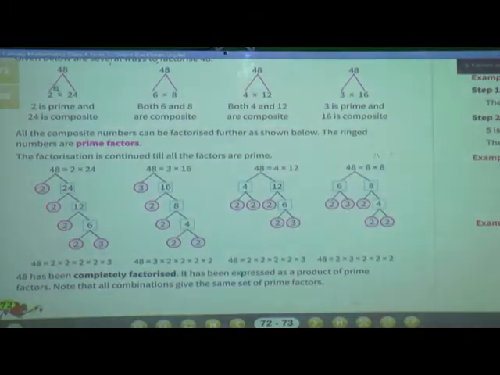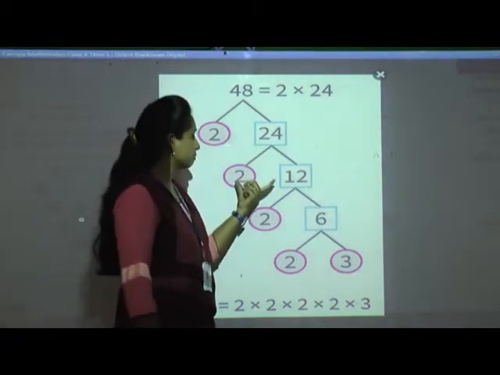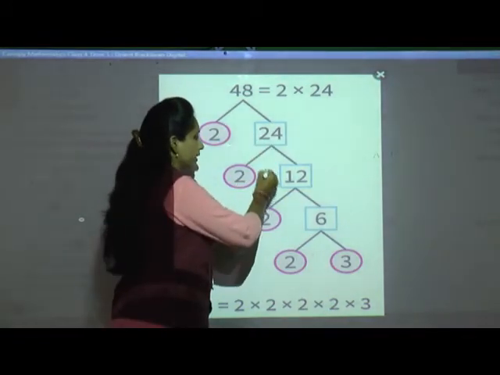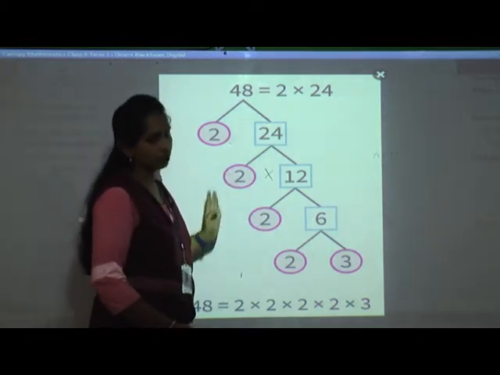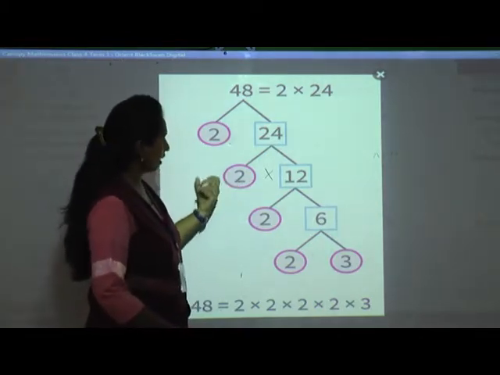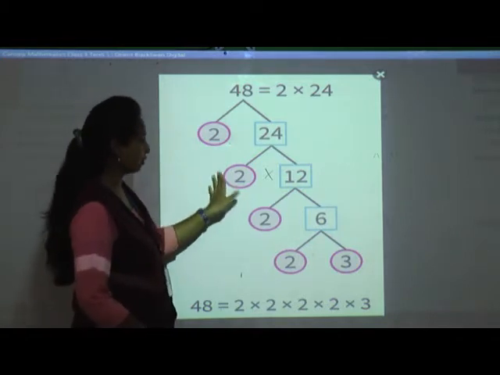Now we have seen here 2 multiplied by 24 is 48, isn't it? Now 24 again we can split up. How can we split it up? You can see here 24 splits into 2 multiplied by 12, which gives 24. Now 2 is a prime number, we cannot go further, so we have to stop here.